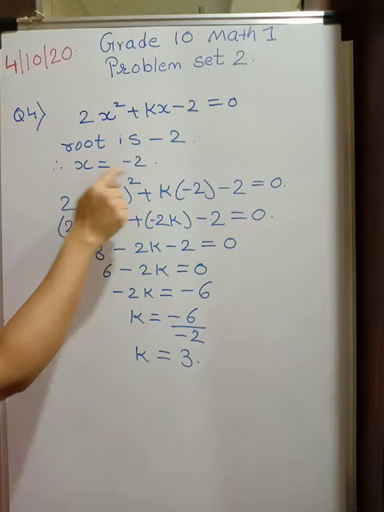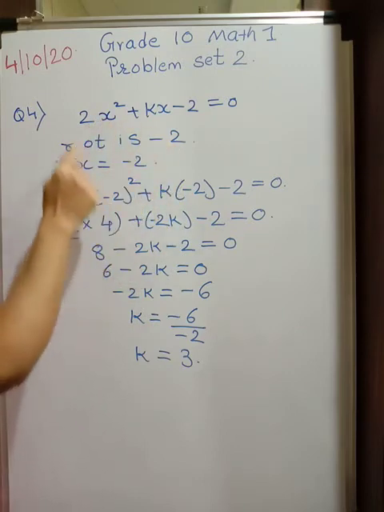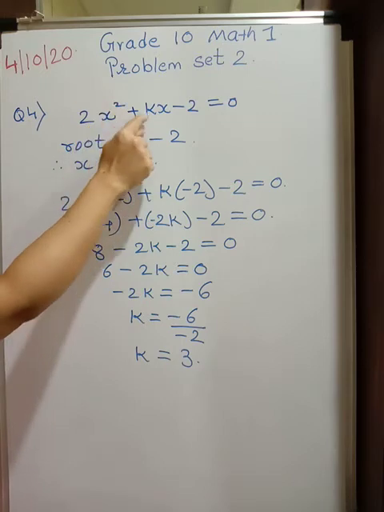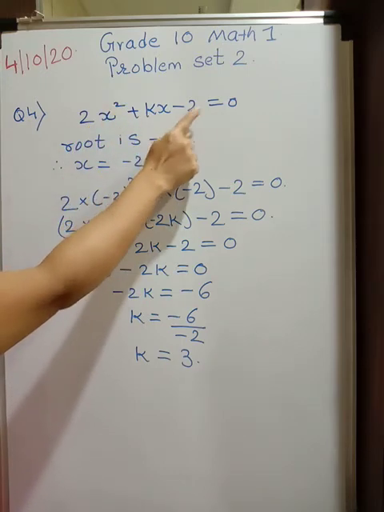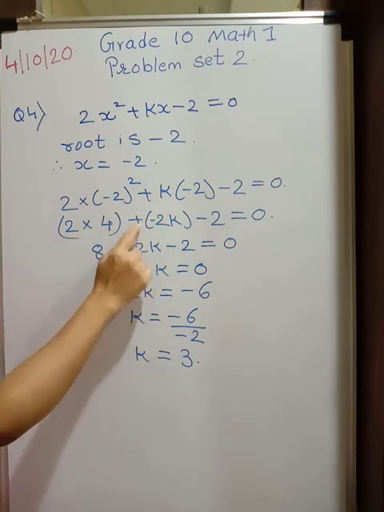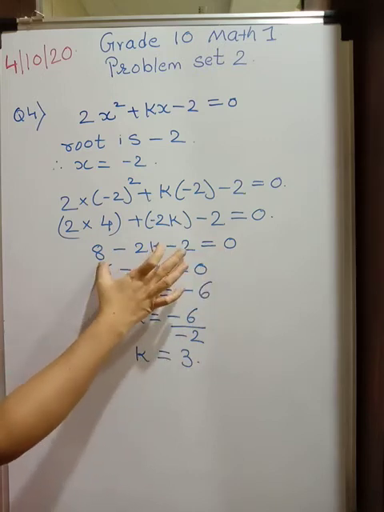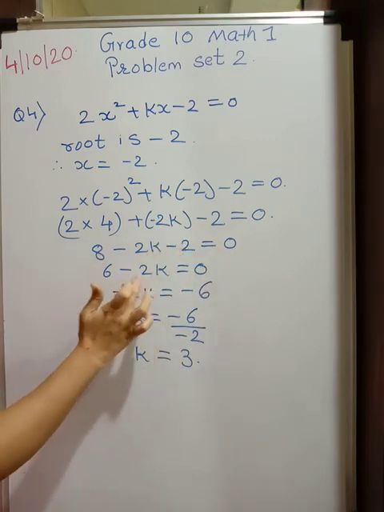That means the x value is what? Minus 2. So wherever there is x, you are going to put minus 2. So 2 into minus 2 the whole square plus k into minus 2 is equal to 0. Solve this, you will get 8 minus 2k, plus into minus is minus, minus this 2 is equal to 0. 8 minus 2 is 6. 6 minus 2k is 0.